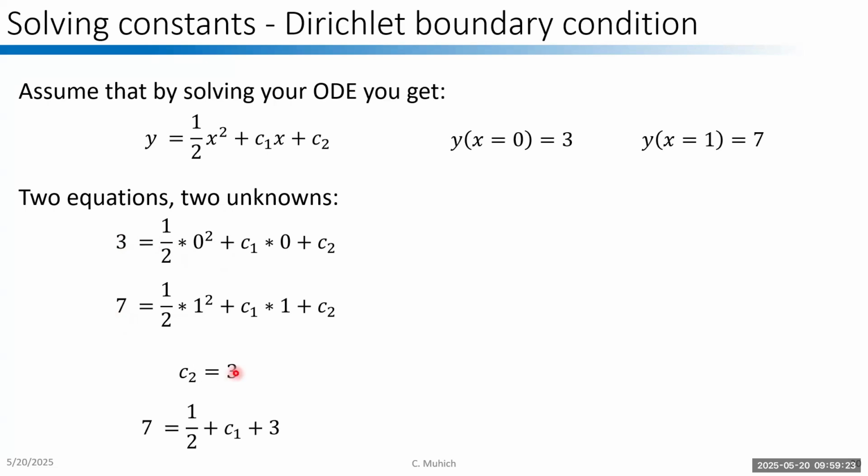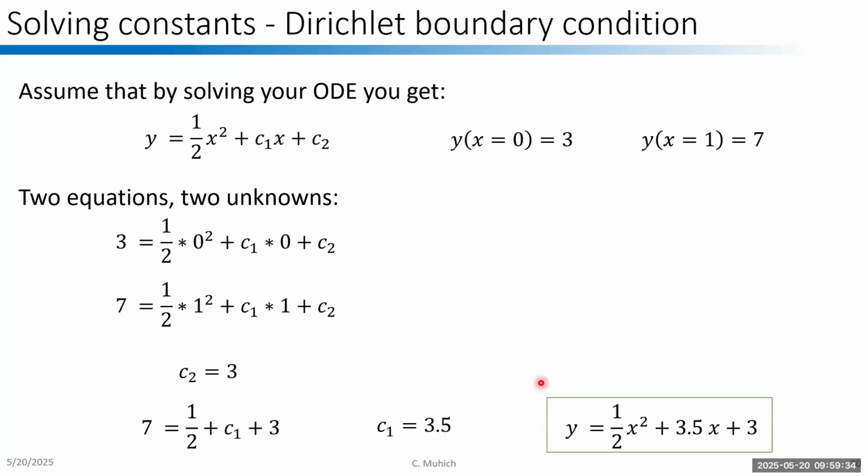Then I can substitute c2 is 3 into this equation and find out that 7 equals 1/2 plus c1 plus 3, so therefore c1 equals 3.5. So my final functional form is y equals 1/2 x squared plus 3.5x plus 3.